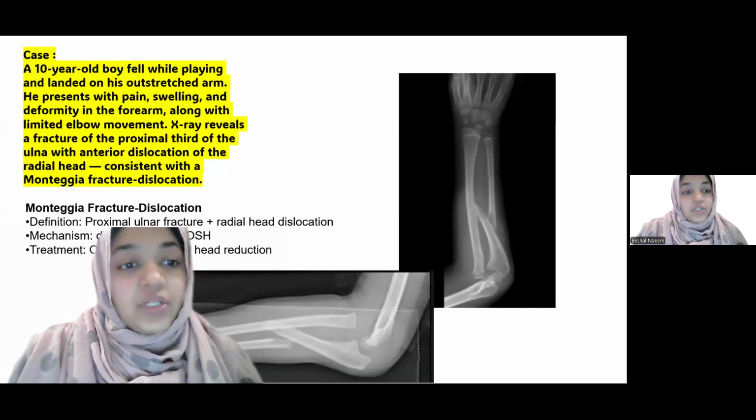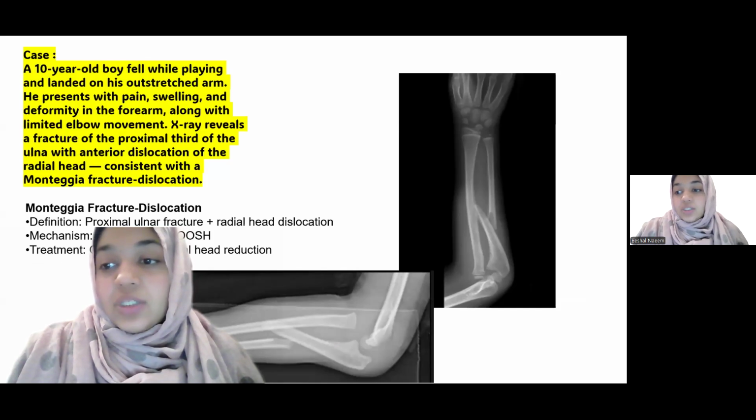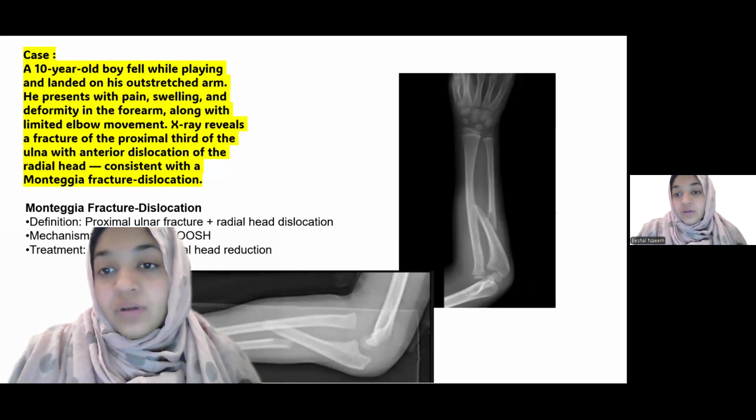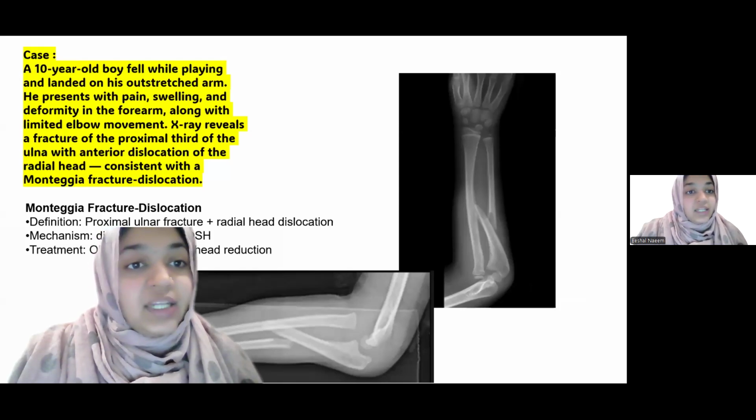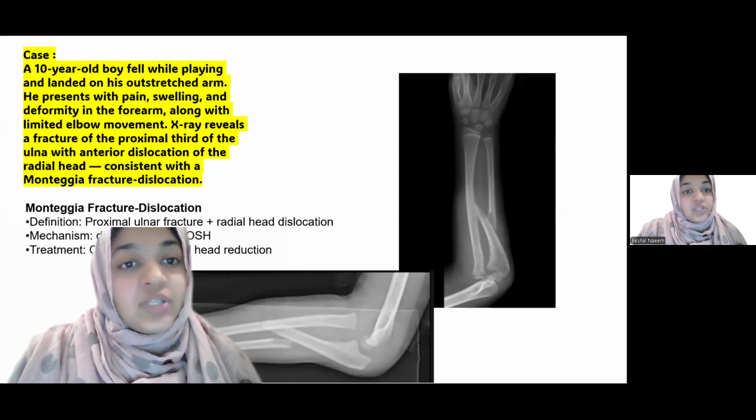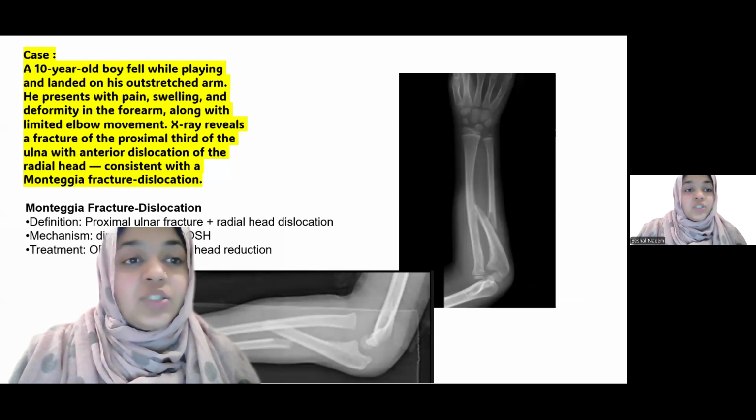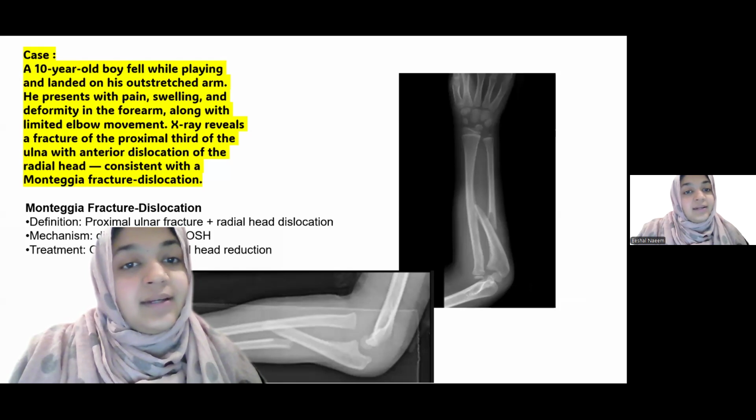Moving on, we have a Monteggia fracture dislocation. Now, Monteggia fracture dislocation is the fracture of the proximal ulna with anterior dislocation of the radial head. A 10-year-old boy fell while playing and landed on his outstretched arm. He presents with pain, swelling, and deformity in the forearm, along with limited elbow movement. X-ray reveals a fracture of the proximal third of the ulna with anterior dislocation of the radial head.